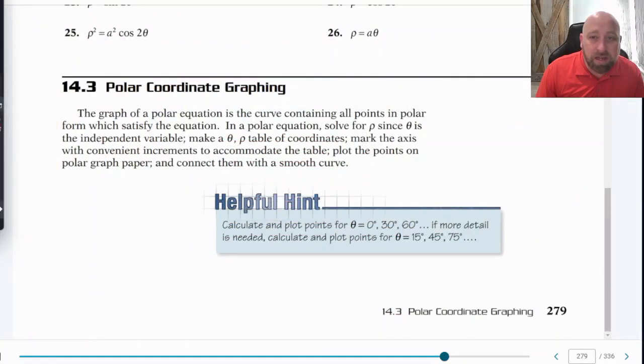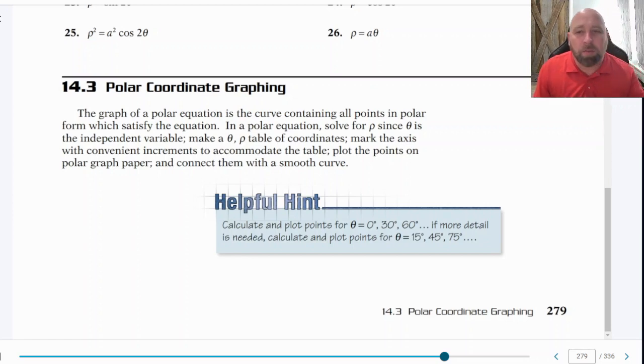So go ahead and open your book to page 279, page 279. What you'll find on page 279 is that we're going to be doing polar coordinate graphing. Now, if you understood polar coordinate plotting from the last lessons, I think this is going to make a lot of sense to you. If not, you're probably going to have to make sure that you work on the first two lessons in this chapter before this one will make sense to you.